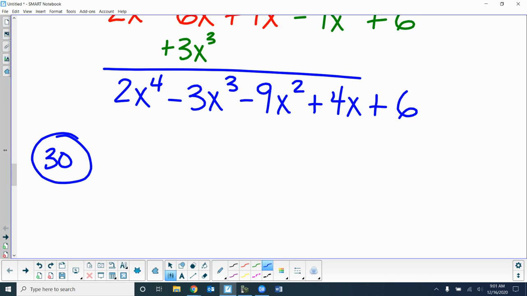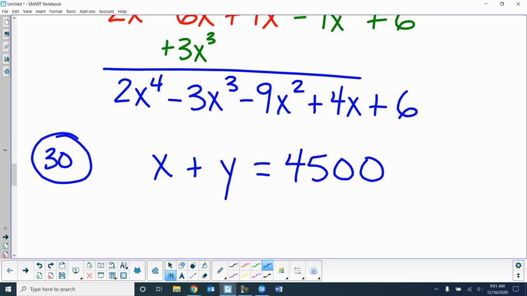Okay, so a banker is investing $4,500, okay? So he's splitting it up into 2 investments. So the amount of money from the first investment plus the amount of money from the second investment was the total amount of money, which was the $4,500. That's your easy equation. When you find interest, when you do investments, you multiply the percent.